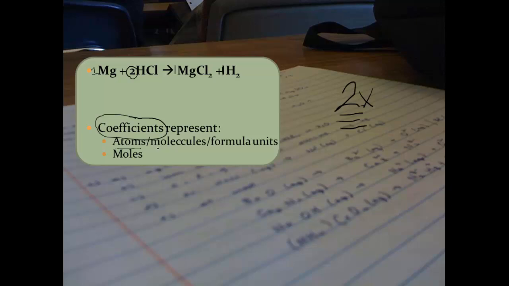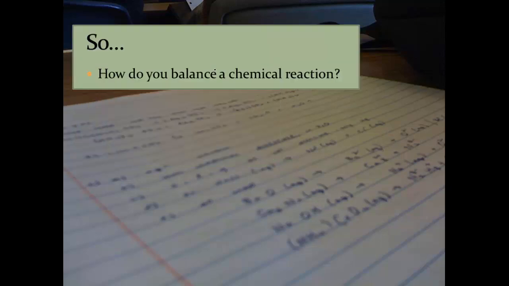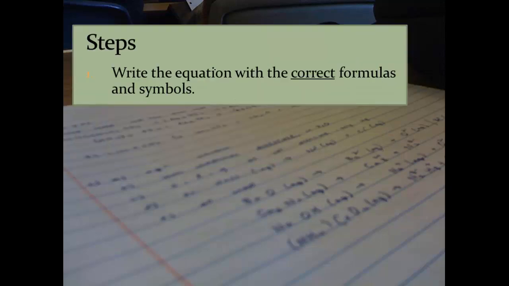If it's a molecule, like HCl, we would say that's 2 molecules of HCl. If it's ionic, we would say formula unit. So the magnesium chloride, we would say 1 formula unit of magnesium chloride. In the next unit, we're going to actually refer to the coefficients as representing moles of those substances, but we'll get there later, okay? All right, so how do we actually go about balancing a chemical reaction? There's a series of steps.